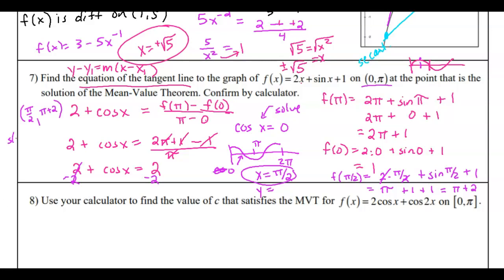So now we need to find our slope so we can use it. So the slope is the derivative, which is right here. So I'm going to label it. So slope, we know, is 2 plus cosine of x. So 2 plus cosine of our x value, which is pi over 2. Well, the cosine of pi over 2 is 0. So 2 plus 0 gives us 2 as the slope.